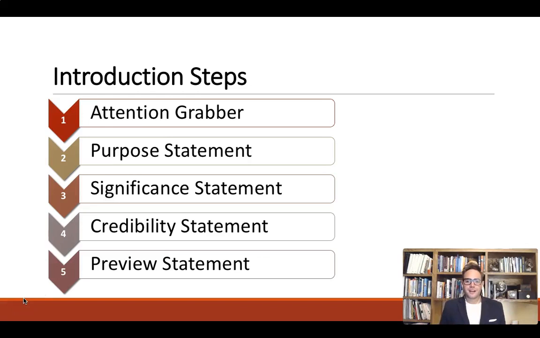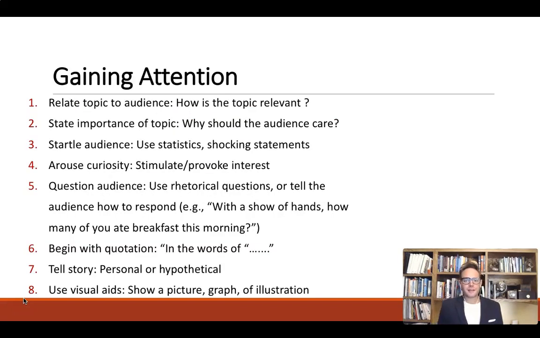So these are the 5 steps in the introduction. Let's go ahead and dig a little bit deeper and go through each step and talk about some of the things we can use to accomplish these 5 steps in the introduction. So, gaining the attention. The attention grabber is the very first thing that we do. How do we do that? Well, we could relate the topic to the audience. We could reveal how the topic is relevant to the audience.